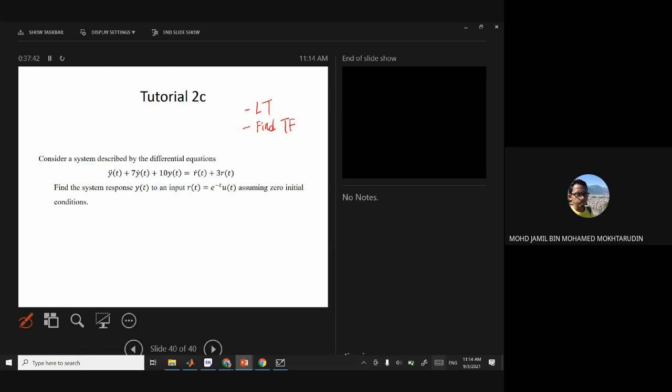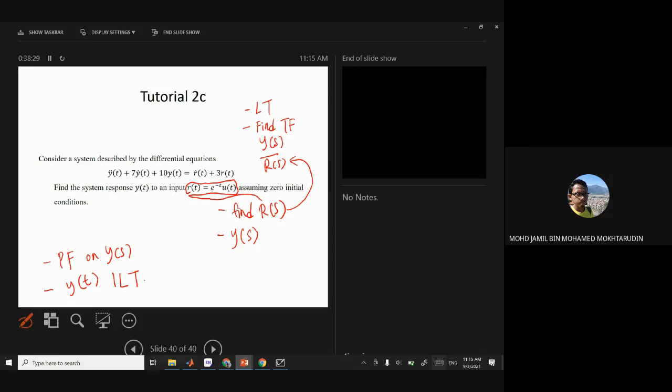And then after that, find the transfer function Y(s) over R(s). And then after that, find R(s). Find R(s) from this. So you are given r(t), so you need to convert r(t) to R(s) first. And then substitute R(s) into the transfer function to get Y(s). After that, you use partial fraction on Y(s). Then you get y(t) using inverse Laplace transform. Okay, so there are 6 steps. In the exam, the question will be like tutorial 2C.